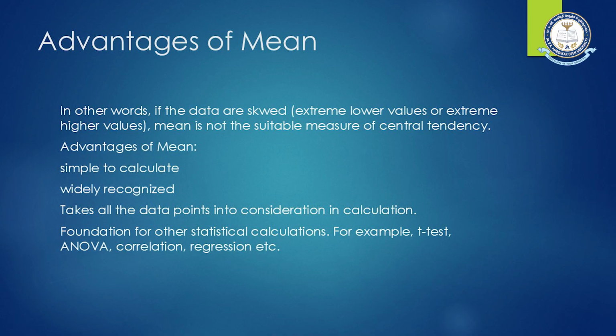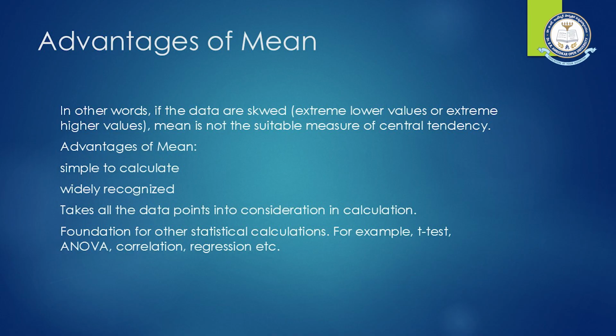So, what are the advantages of mean? Let us understand. If the data are skewed, that means when outliers are there, the data are known to be skewed. When an extreme lower value or extreme higher value is there, they are known as outliers. Mean is not suitable, as I have already pointed out, in such situations. The advantages of mean are, it is very simple to calculate, as we have already discussed, and it is widely recognized. I have already mentioned that unless otherwise stated, average means mean.